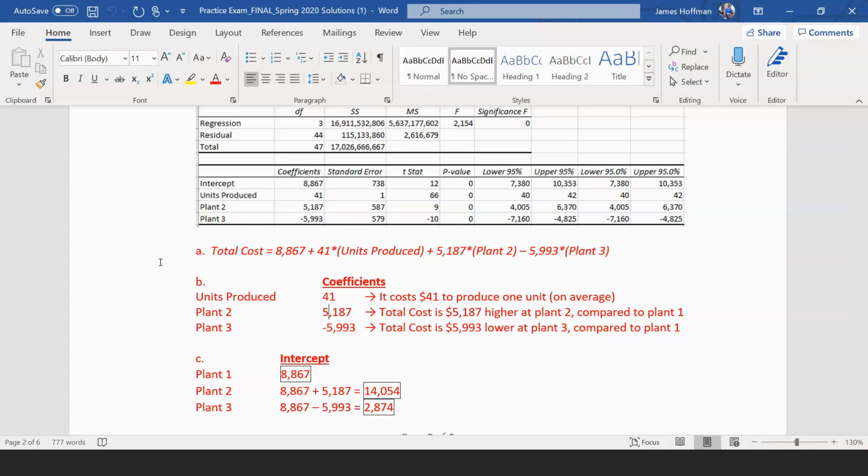And you can see that the total cost goes up, right? And remember, this is relative to the plant 1 situation. So this is the cost increase where we start. So it just costs this much more to produce at plant 2. So total cost is 5,187 higher at plant 2, and that's compared to plant 1.